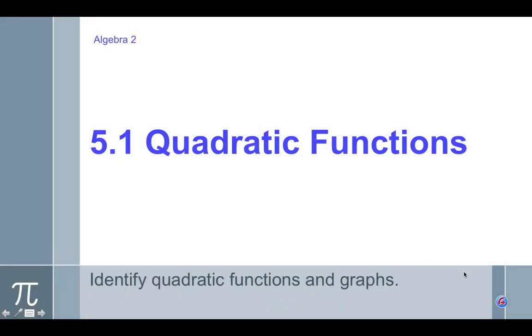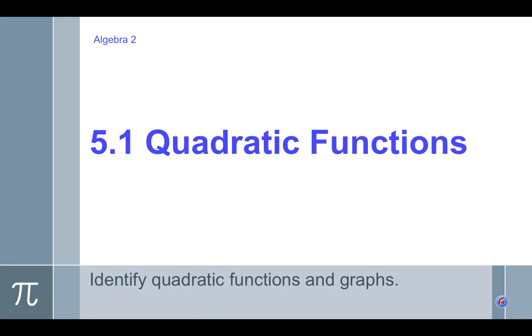All right, welcome everybody to section 5.1. This is going to be our introduction to the quadratic functions. This chapter is going to be very important for us in the long run, and everything that we do kind of comes back to this. All of our polynomial functions, all of our rational functions are going to come back to a lot of the stuff that we learn here in the quadratic function chapter.